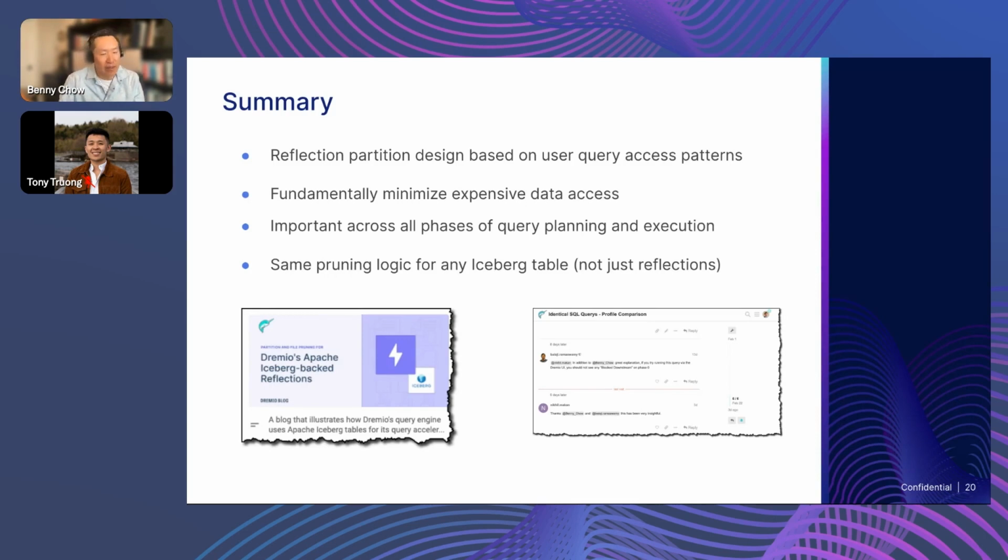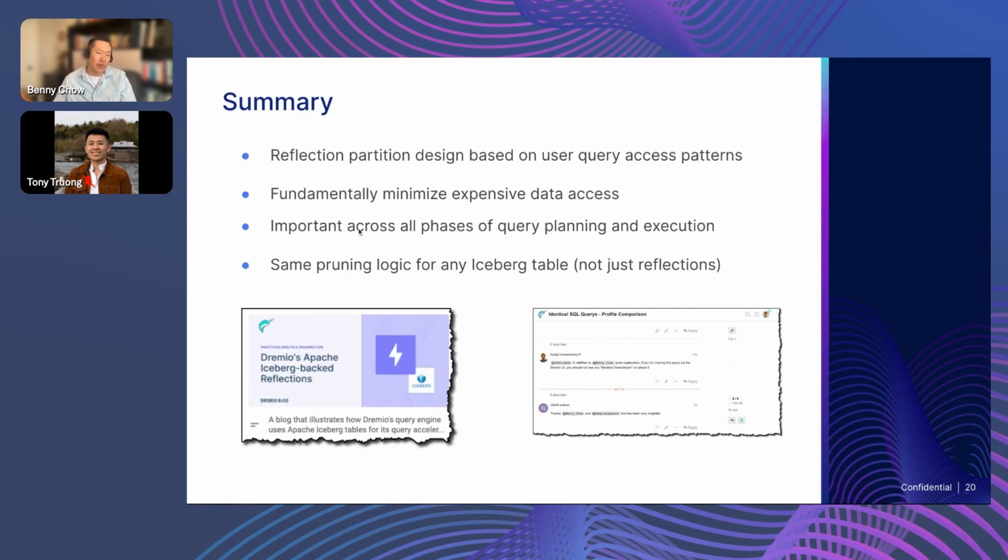And for the second bullet, fundamentally, the reason why you're partitioning and sorting your reflections is to minimize the expensive data access, right? I mean, if your reflection has 100,000 splits, 100,000 files, you want to minimize how many Parquet files you actually have to open up and scan to satisfy the user query.